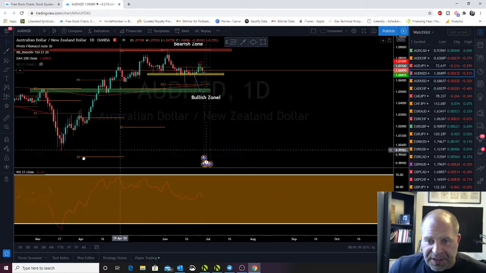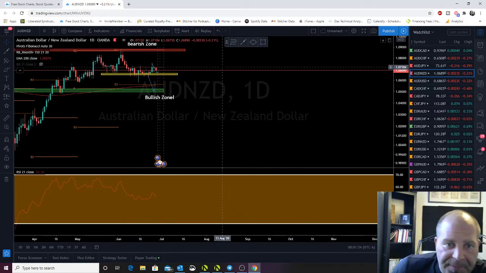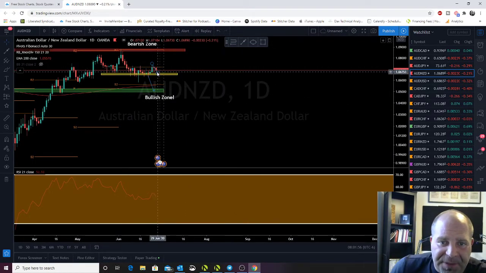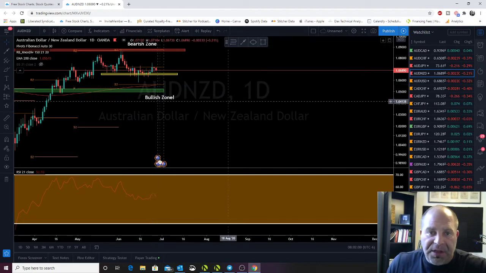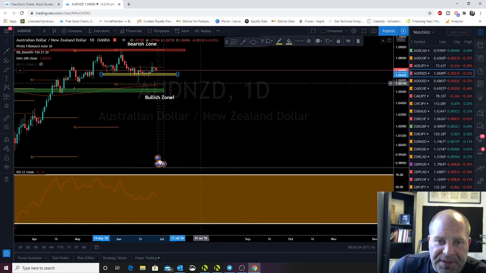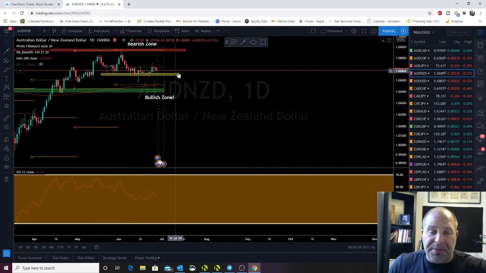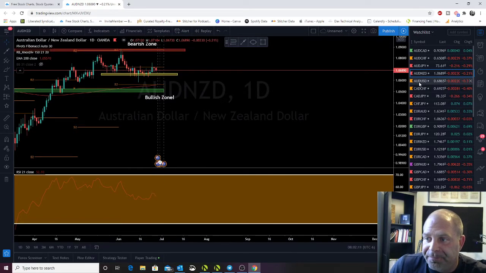Australian dollar, New Zealand dollar. I had a great trade on this last week, right there. Price is just kind of hugging the pivot. So here on the daily chart, there's really no direction. We're just stalling out right here in this make or break zone. But on smaller time frames, we were hitting some scalp trades last week that did pretty well.